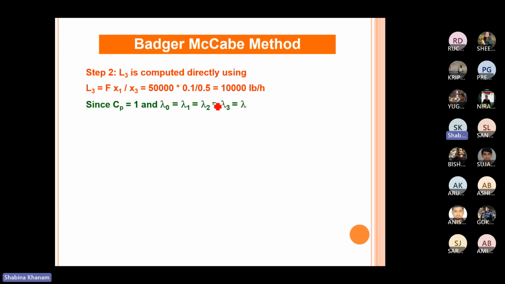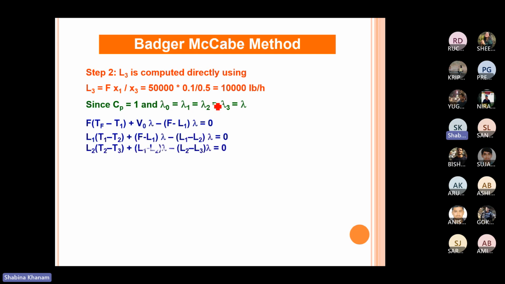Now once I have this L3, the next step is to find out L1 and L2. So these are the three governing equations for the enthalpy balance in all three effects. This we have already derived. So if you consider this particular equation, here I have this V naught.